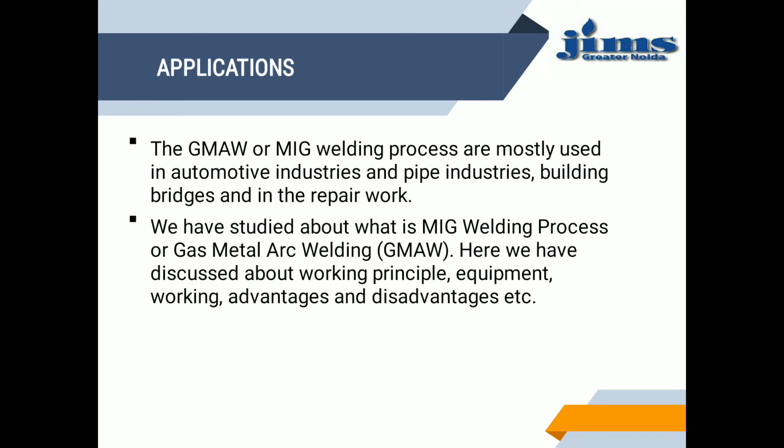Applications: in which type of industries or at which commercial level can we use these operations? The MIG welding process is mostly used in automotive industries, like for the manufacturing of automobiles, bicycles, tricycles, scooters, bikes, and cars. We can go for the aviation industries also. Apart from that, we can also go for piping industries, like in boilers.